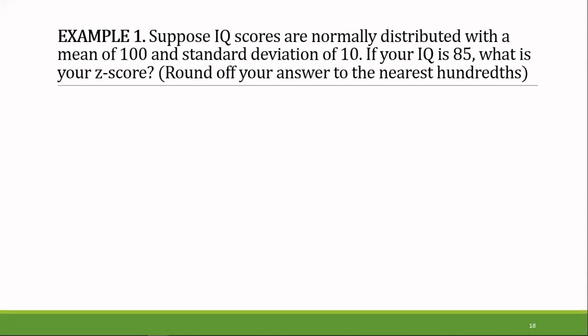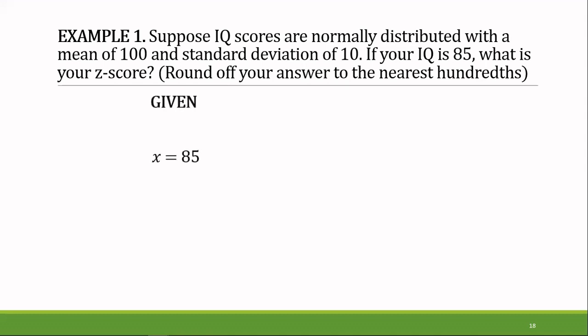Okay, so example number 1. Suppose IQ scores are normally distributed with a mean of 100 and standard deviation of 10. If your IQ is 85, what is your z-score? So we have a condition: we need to round off our answer to the nearest hundredths.